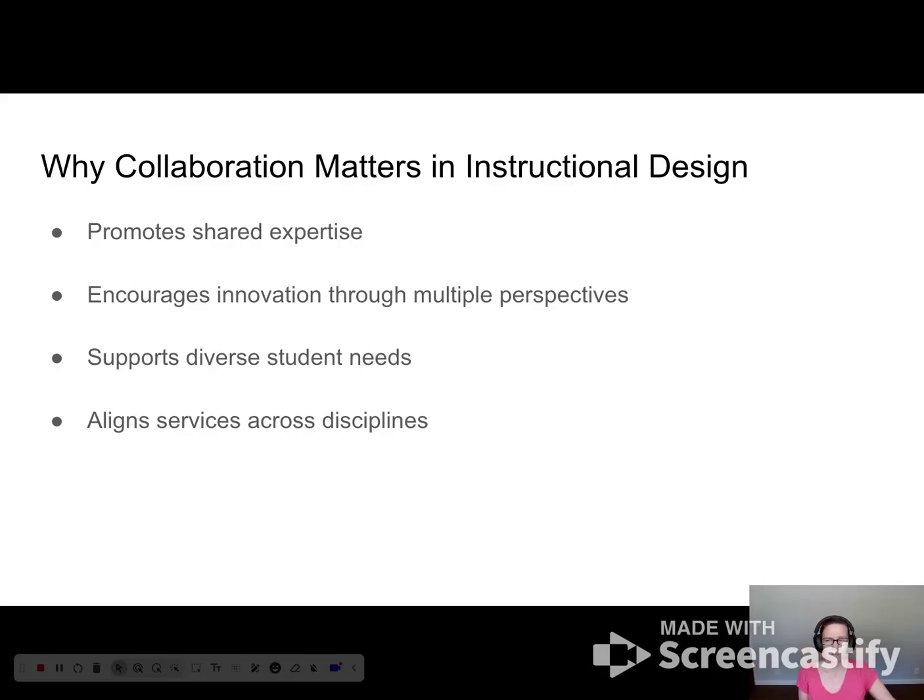Why collaboration matters in instructional design? Collaboration isn't just helpful, it's essential. In today's classrooms, no one person can meet the needs of all students alone. Collaboration allows for shared knowledge, distributed leadership, and stronger outcomes for students and teachers alike. Instructional design is stronger when it isn't done in isolation. Effective collaboration brings together multiple areas of expertise, allowing us to create richer, more inclusive learning experiences.